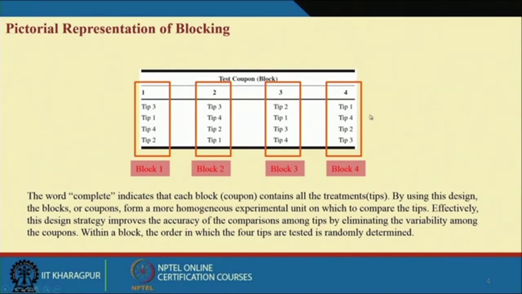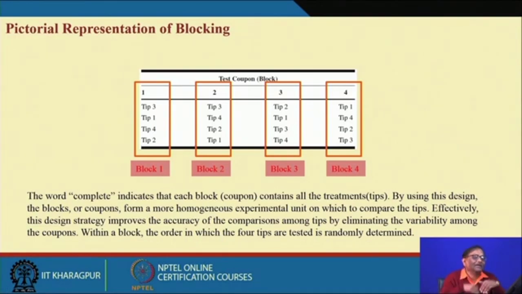So, this is what is known as a randomized complete block design. The word complete indicates that each block contains all the treatments. You see in every block, here blocking with respect to the test coupon, all the 4 tips were used. By using this design, the blocks or coupons form a more homogeneous experimental unit on which to compare the tips. Effectively, the design strategy improves the accuracy of comparison among the tips by eliminating the variability among the coupons. Within a block, the order in which the 4 tips are tested is randomly determined.